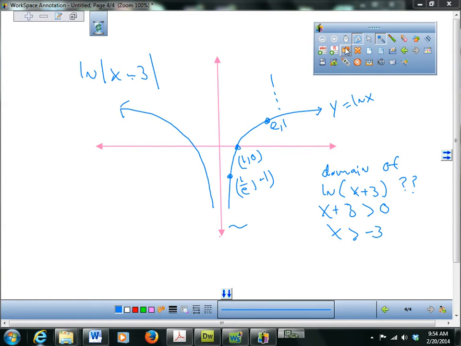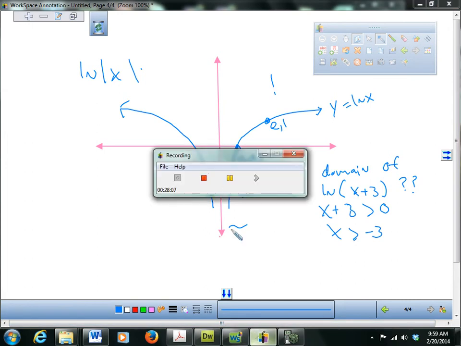What other types of, oh, I have to erase. Hey! I erased too much. All right, so y equals natural log of x. What's next? Oh, and then I have to think a minute. Hold on. How long have I been talking?